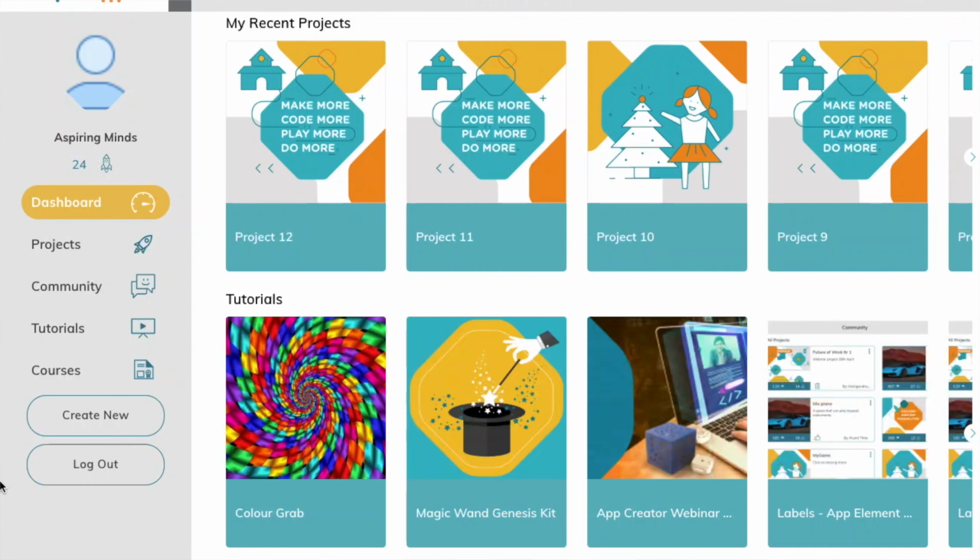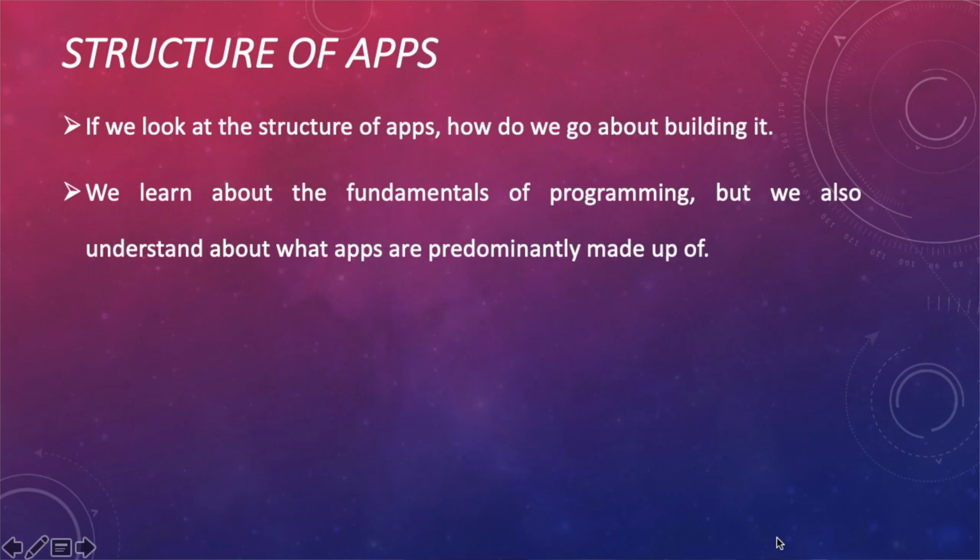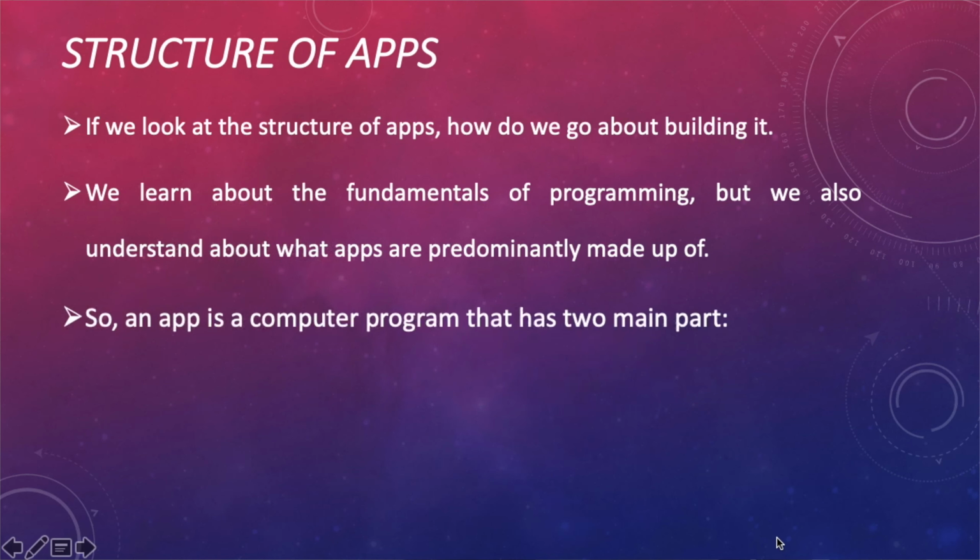Before going further, we need to understand the structure of apps as well. If we look at the structure of apps, how do we go about building them? We learn about the fundamentals of programming, but we also understand what apps are predominantly made up of. An app is a computer program that is made up of two parts. One is the user interface and the second one is its behavior. Let me talk about both of them one by one.